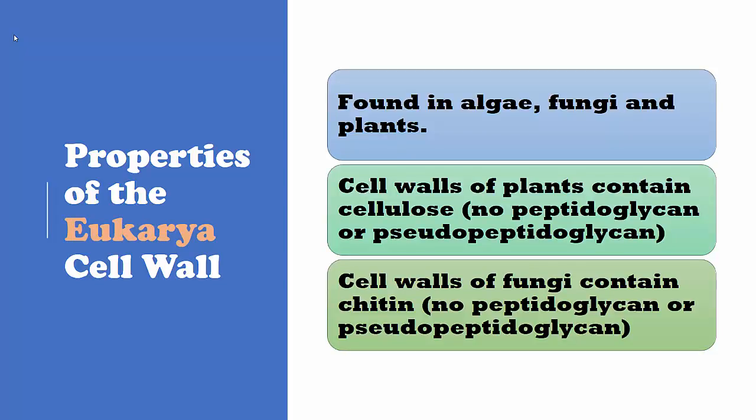Many eukarya species also have cell walls. Cell walls can be found in algae, fungi, and plants. Cell walls of plants contain cellulose, but no peptidoglycan or pseudopeptidoglycan. Cell walls of fungi contain chitin, but also no peptidoglycan or pseudopeptidoglycan.